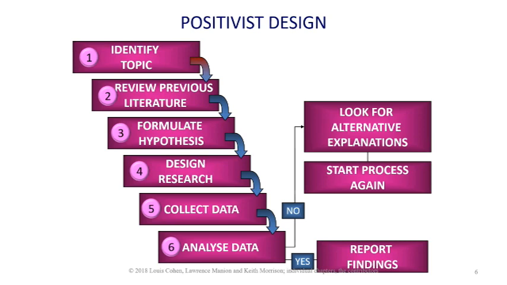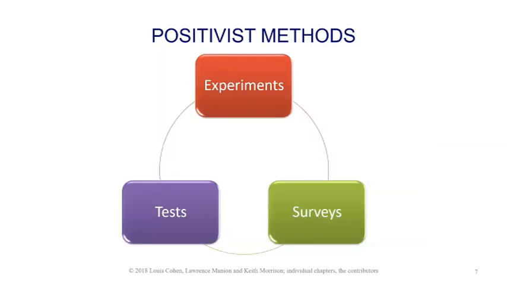When analyzed data is verifiable and credible, we go report findings. But if the analyzed data is not sufficient to report, we should look for alternative explanation or restart the process again. Positivist methods include experiments, surveys, and tests.